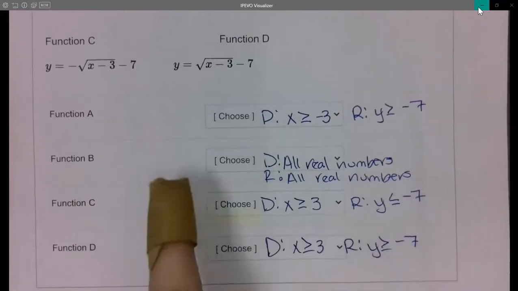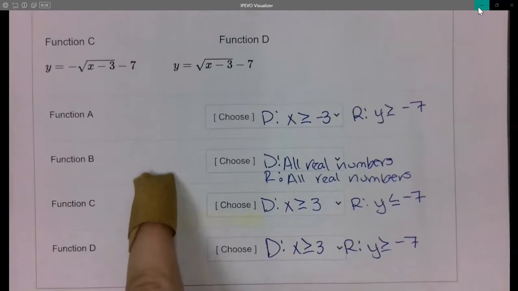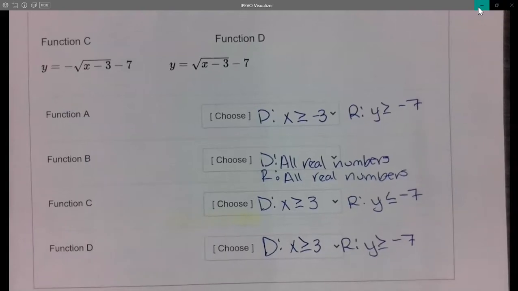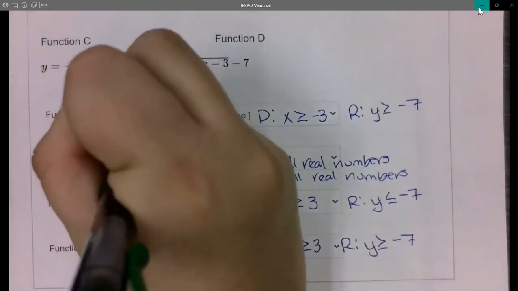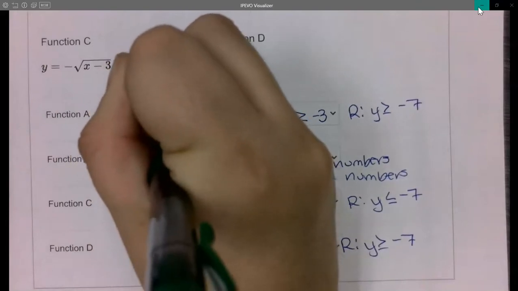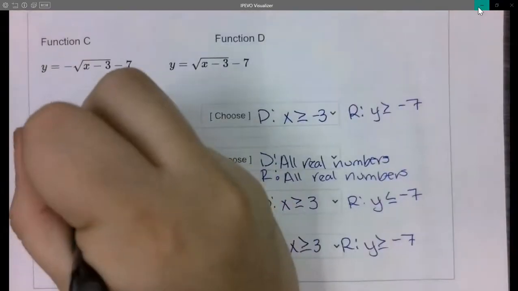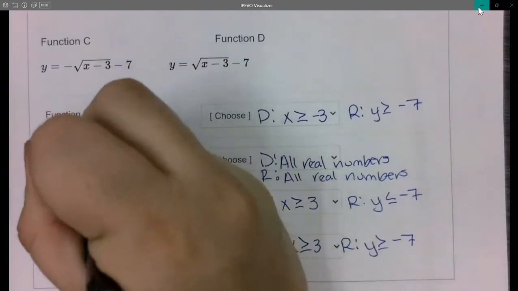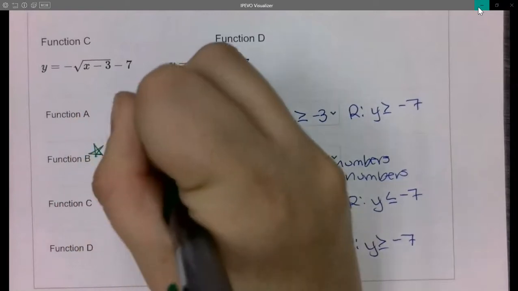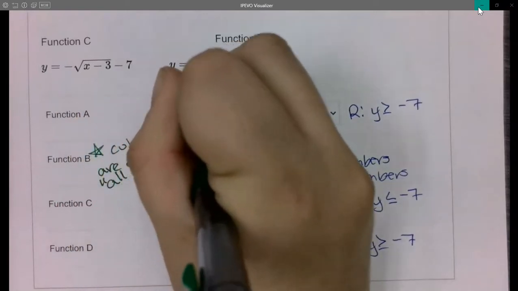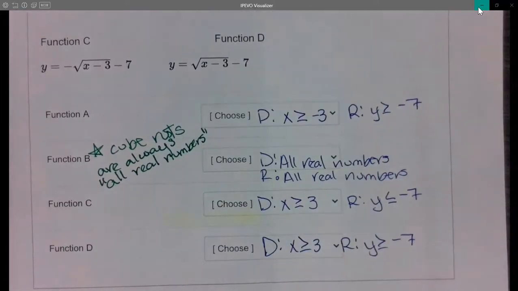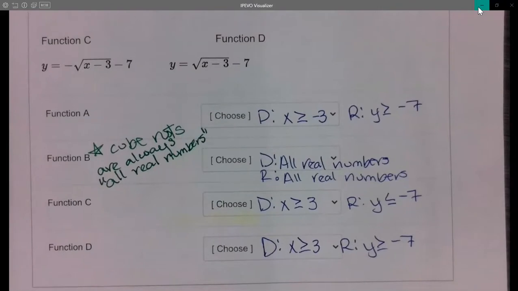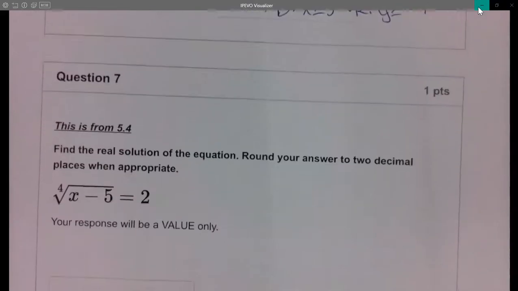One thing I forgot to say is when I have a cube root like I did for b, it is always going to be all real numbers for both the domain and the range. I spelled roots wrong. So remember, whenever you see a cube root, that answer is always going to be all real numbers for both the domain and range. Moving on.